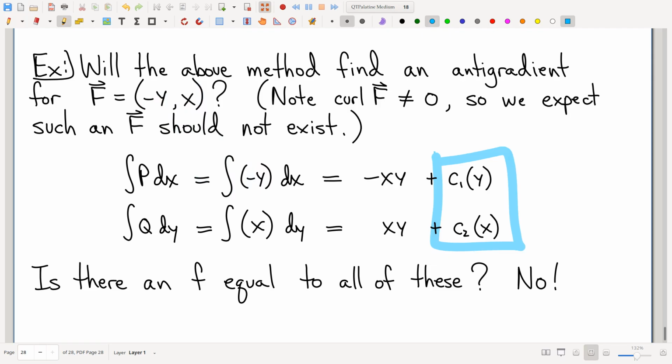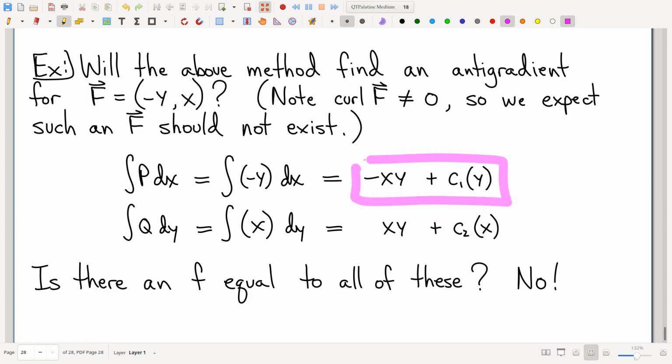And thus begins the game. I need to find some way to choose these partial constants so that these two things are the same. Get creative. Think about what you can do. Take any function of only y that you like to put here. Any function that you like of only x to put here. And see if you can make these equal.